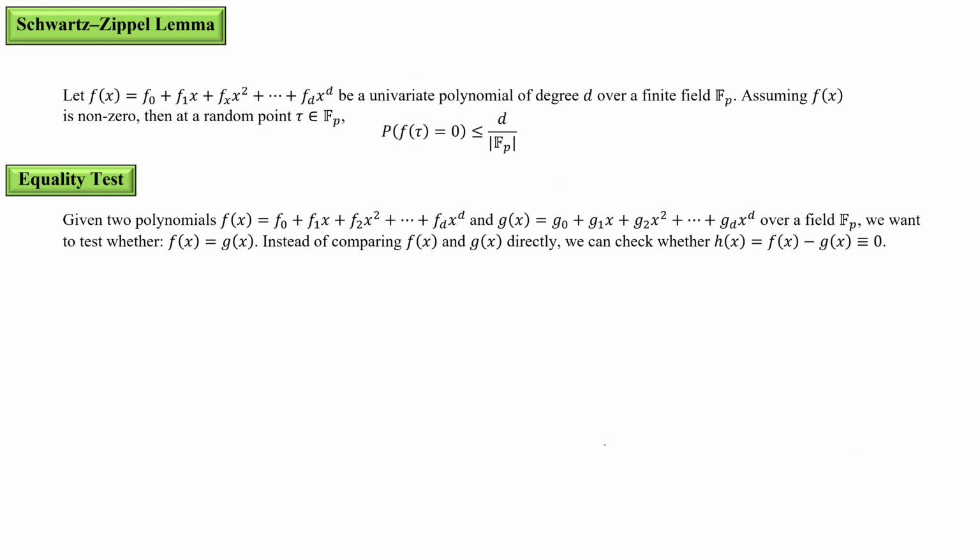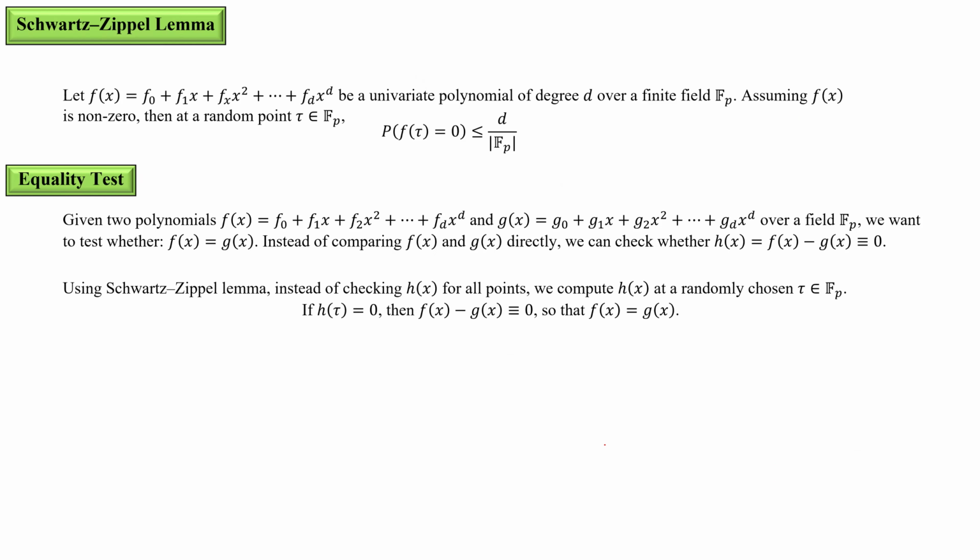So the equality test says that if you compute a polynomial h of x, which equals f of x minus g of x, and then pick a random point like tau from the field and compute h of tau, if h of tau equals 0, then you conclude that f of x minus g of x equals 0, and then you can conclude that f of x equals g of x.